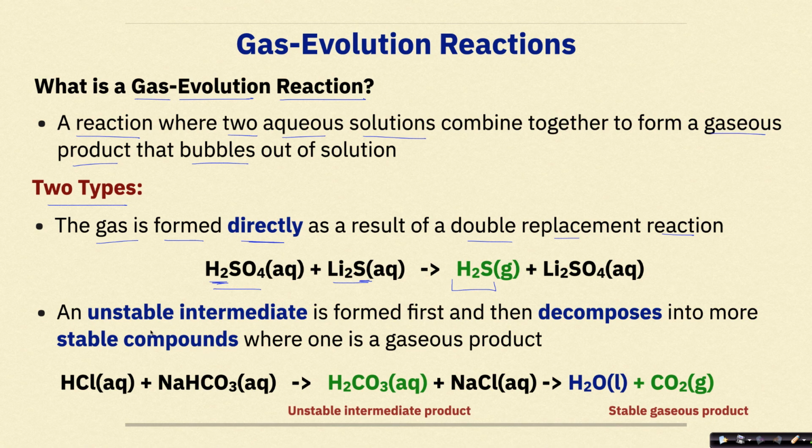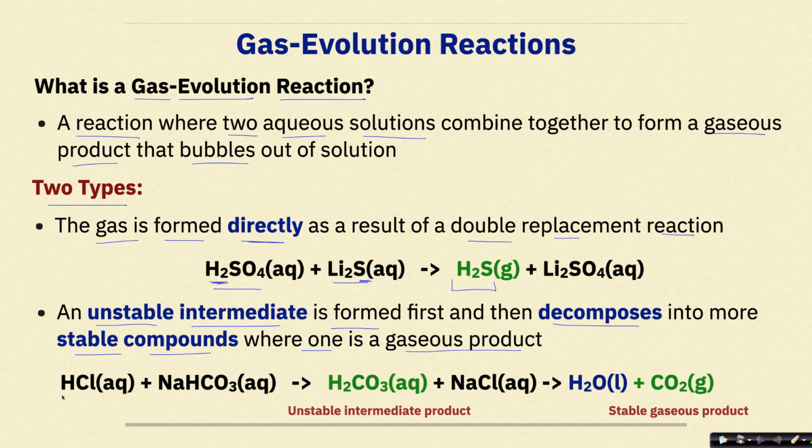The second type of gas evolution reaction is where an unstable intermediate is formed first and then quickly decomposes into more stable compounds where one is a gaseous product. Now, I've mentioned these specifically before in previous videos. Now we're going to go into some more detail on them.